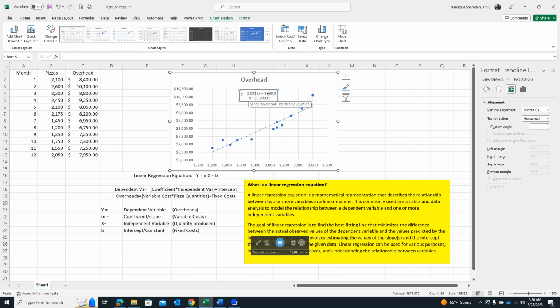R square is simply telling us how much of the variation in the overhead is being explained by the quantities of pizzas. So it's telling us here that 89% of the overheads can be explained by the quantities of pizzas that are actually produced. So it gives us some confidence as we then go ahead and use this equation to perform our estimates, right? So very important to understand the meaning of that.